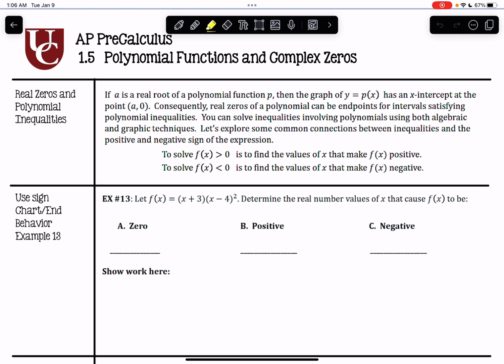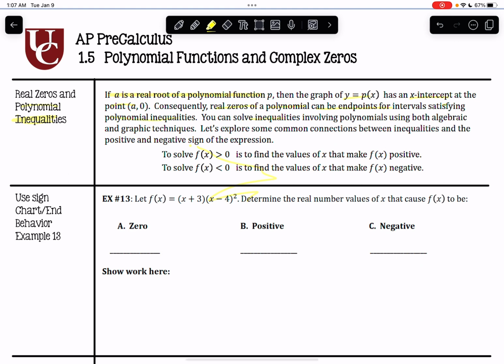Let's talk about inequalities. Okay, so polynomial inequalities. You have to realize that it's not like a linear inequality. You have to do a sign chart. So here's some information. If a is a real root of a polynomial function, then the graph y of p(x) has an x-intercept at the point (a, 0). So real zeros can be endpoints for intervals solving polynomial inequalities.